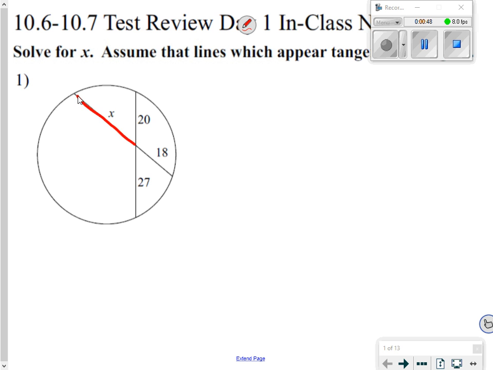All right, so we've got these two chords inside the circle. So the product of the parts of the chords.